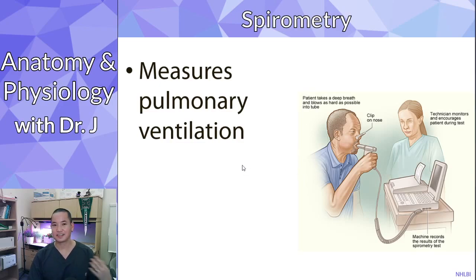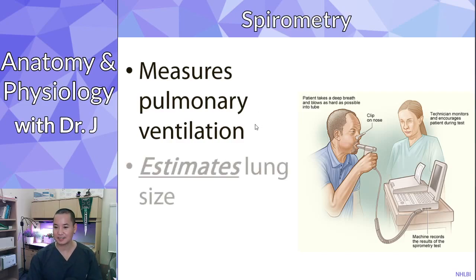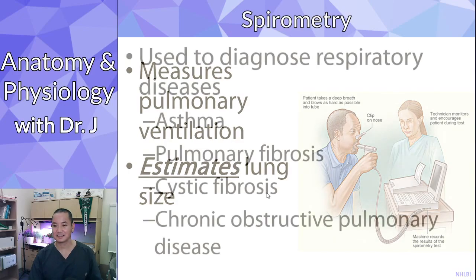Now the thing is that you can't measure exactly how much air you have in your lungs without fully collapsing it. Or actually you can, but it would involve a different type of technique. So it estimates lung size because if you're just breathing normally, or even doing forced exhaling, you're still going to have some volume left over in your lungs. But spirometry, look at this technician, it's very small. You can have it in pretty much almost any office.